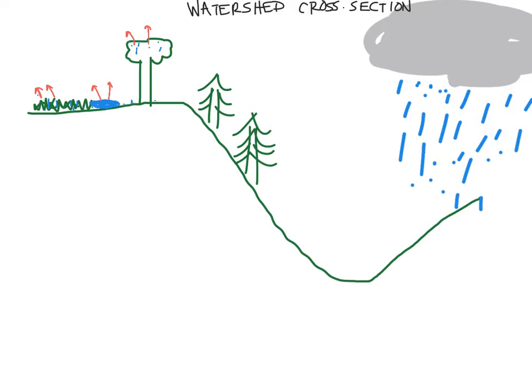And we just covered that then we lose some of that water down into the ground. And that water loss down into the ground is our infiltration. And it will continue to seep into the ground until it reaches what we call our water table and becomes groundwater.